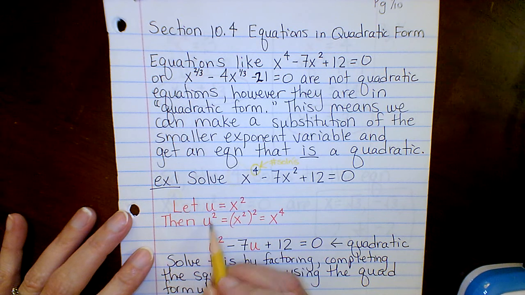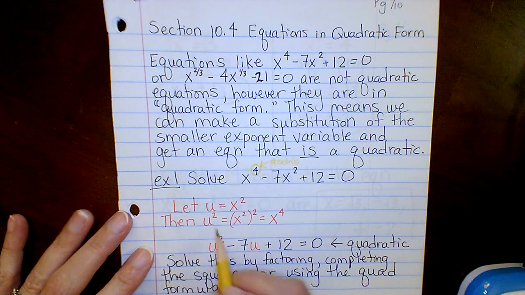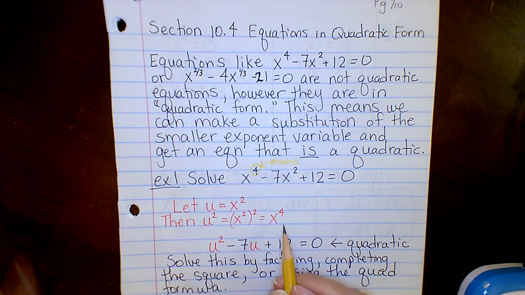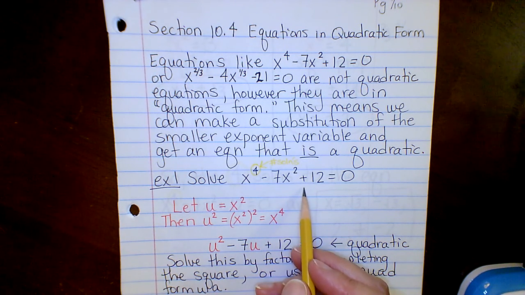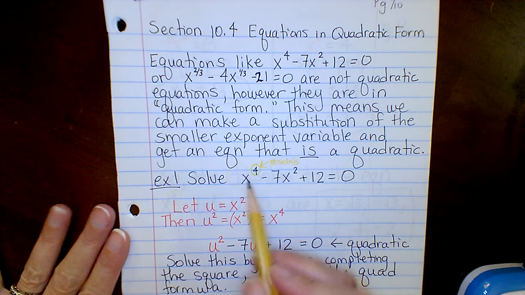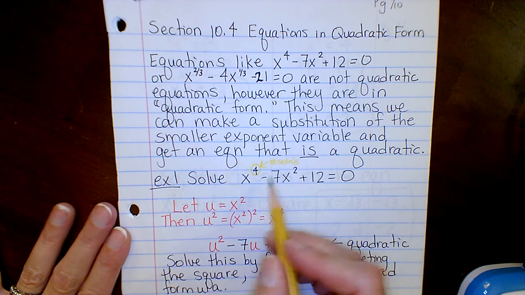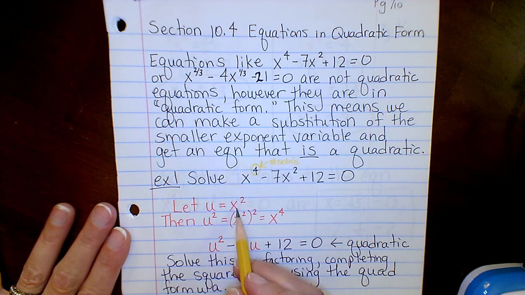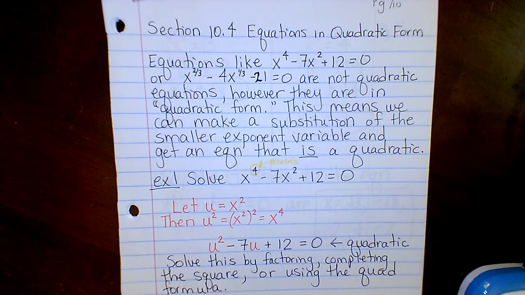If I do that, then u squared would be this x squared squared. So if I make this substitution and then I square both sides, I get that u squared is x to the 4th. So this equation, if we make that substitution, this x to the 4th becomes u squared, minus 7, I'm going to substitute this x squared with u, plus 12 equals 0. That is a quadratic. You can solve this by factoring, completing the square, or using the quadratic formula.